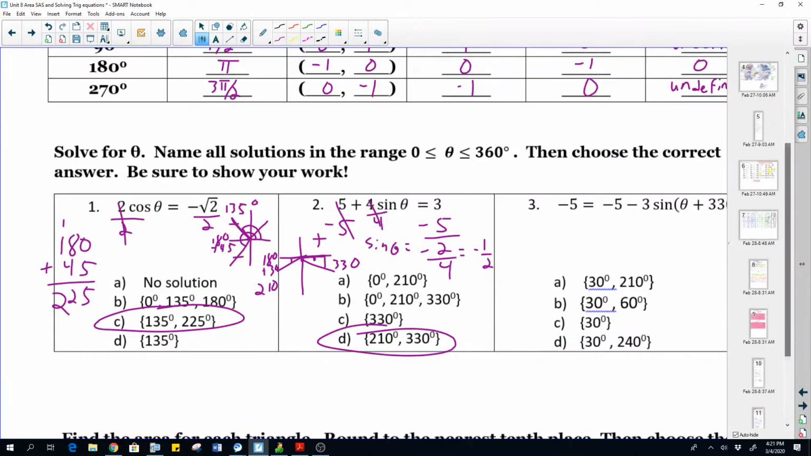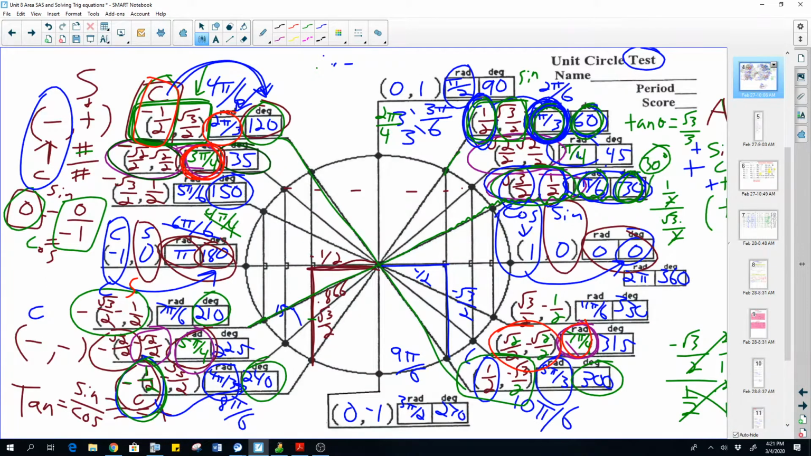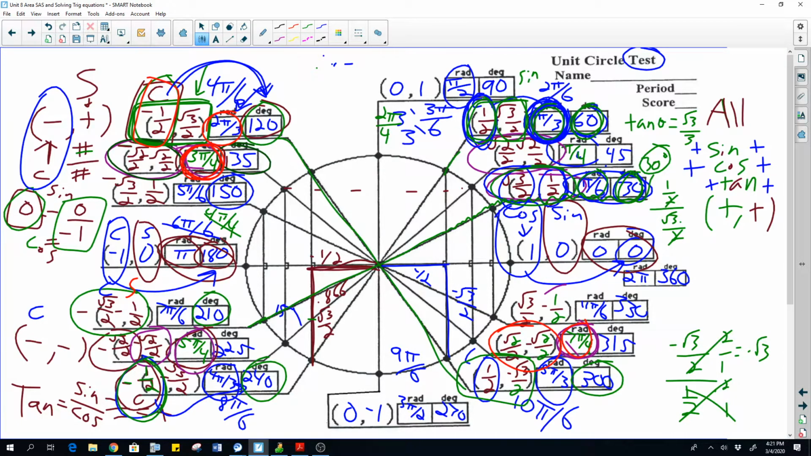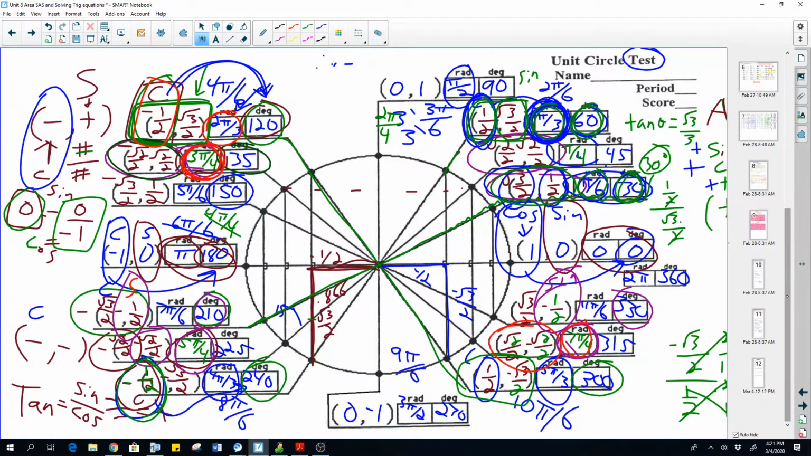So if you're not sure, look at your unit circle or that other chart. And so you can see that sine -1/2, sine is right here, sine is right here. So it is 330 degrees. And then over here we have sine for -1/2 is at 210 degrees. So 210, 330 is correct. Sweet. There we go.